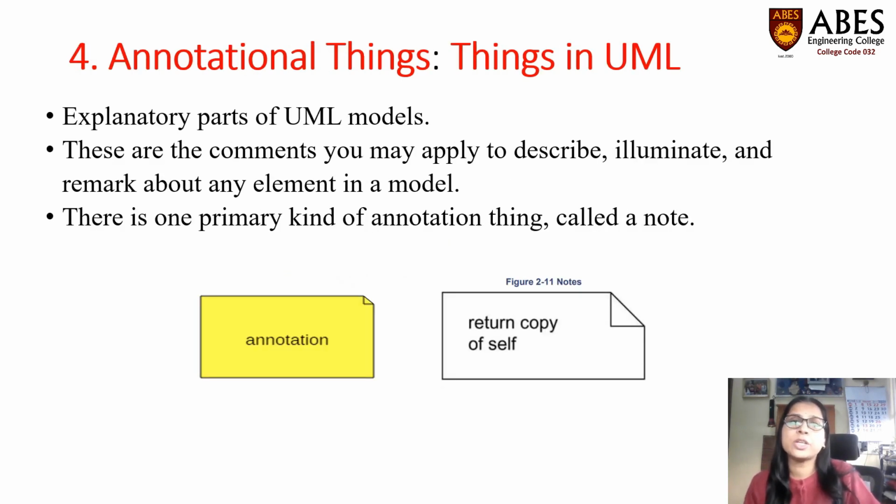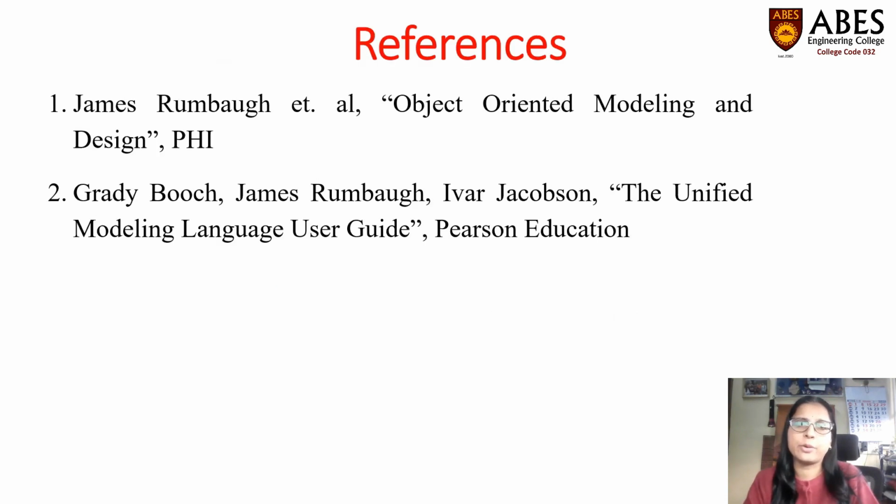Then annotational things, those things in the diagram that are needed to describe something. That can be a note, like this is a note symbol. If you want to annotate something, if something is there and you just want to put some description related to it, you can use an annotation. So these are annotational things.